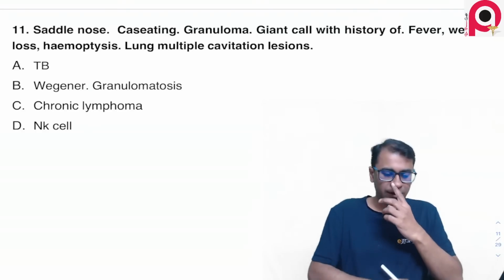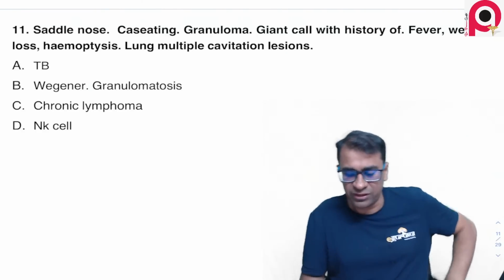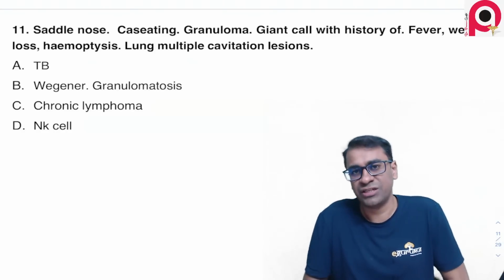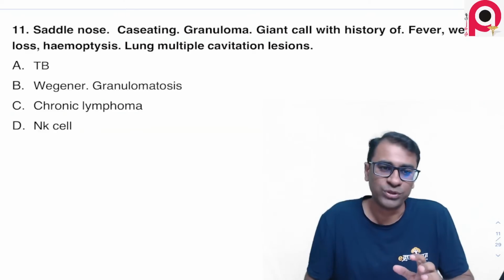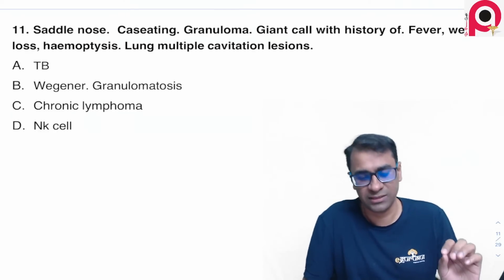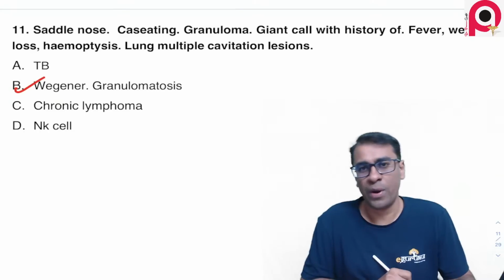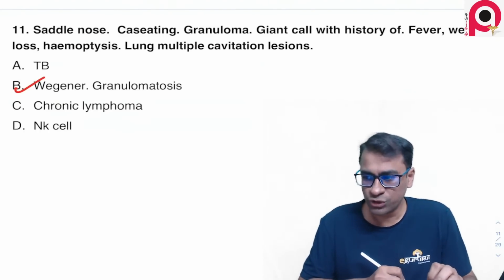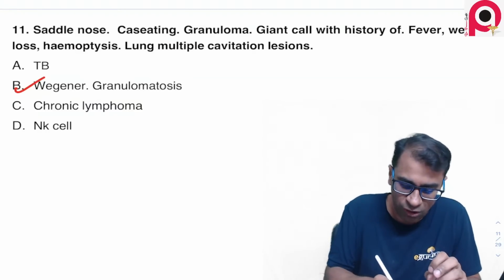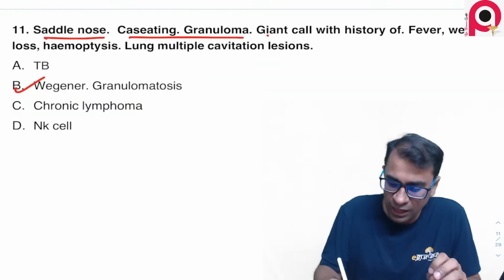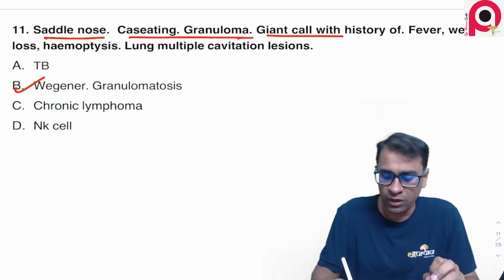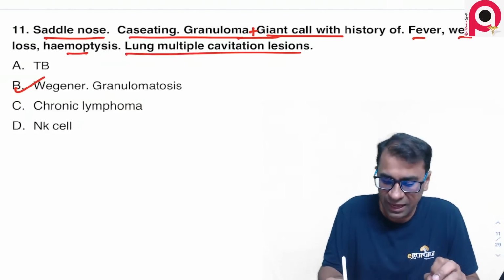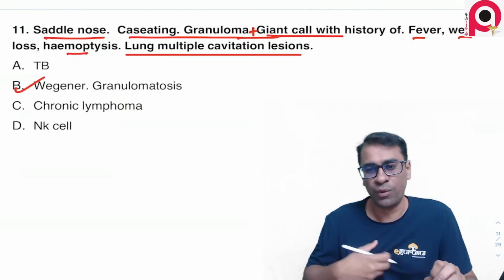Okay, saddle nose, caseating granuloma, giant cell, with history of fever, weight loss, hemoptysis, and multiple cavitating lesions in the lung was seen. Exact question which I've discussed multiple times in my own classes. The answer is surely a case of Wegener's granulomatosis. The question is giving you a history of saddle nose, caseating granuloma, and giant cell. These three things have given you a granuloma with giant cell, and there is fever, weight loss, and hemoptysis with multiple cavity lesions in the lungs. It straight away becomes a case of Wegener's granulomatosis.